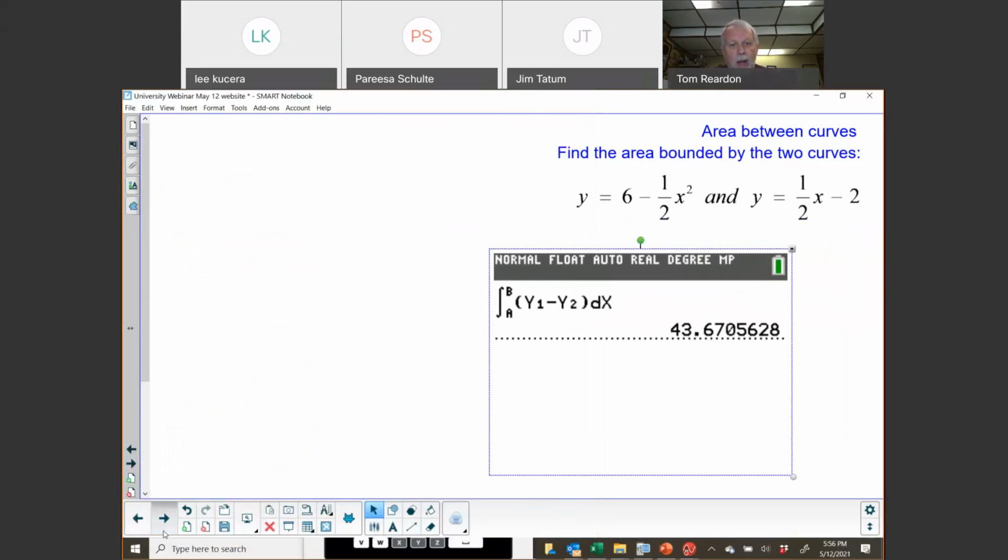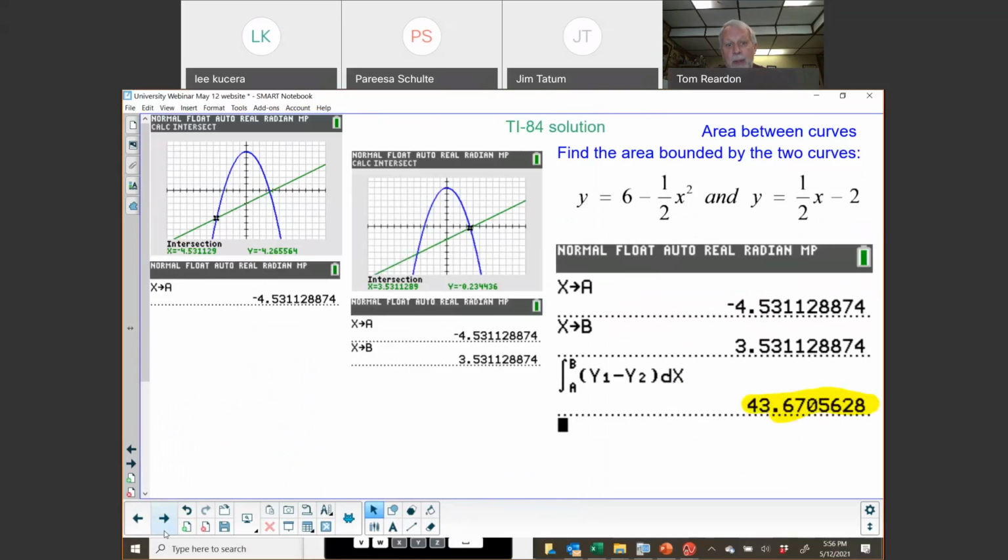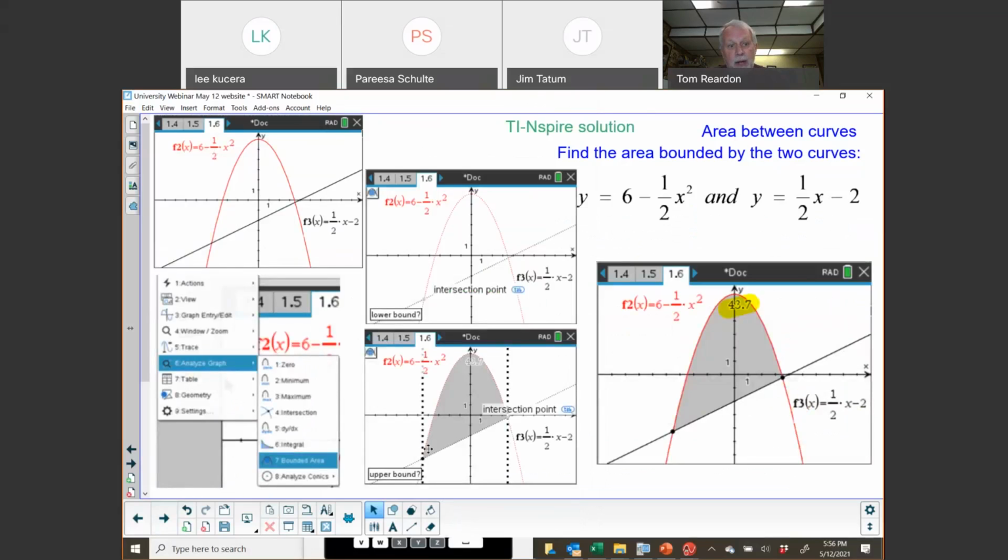I also did this on Nspire. Nspire actually has a tool called bounded area, and you just pick the lower bound and the upper bound. And so that works pretty well there. So I love the Nspire solution, and this is the non-CAS version. And the answer was 43.7. It rounded to the nearest tenth. I could get it to more significant digits if I needed it.